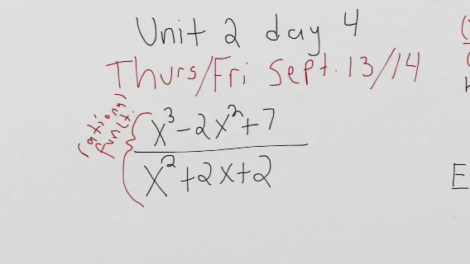Okay, quick review of Unit 2, Day 4, our introduction to rational functions and their key features. Rational function: when we think rational, we think fraction, which is exactly what we have here. We have a polynomial divided by another polynomial.